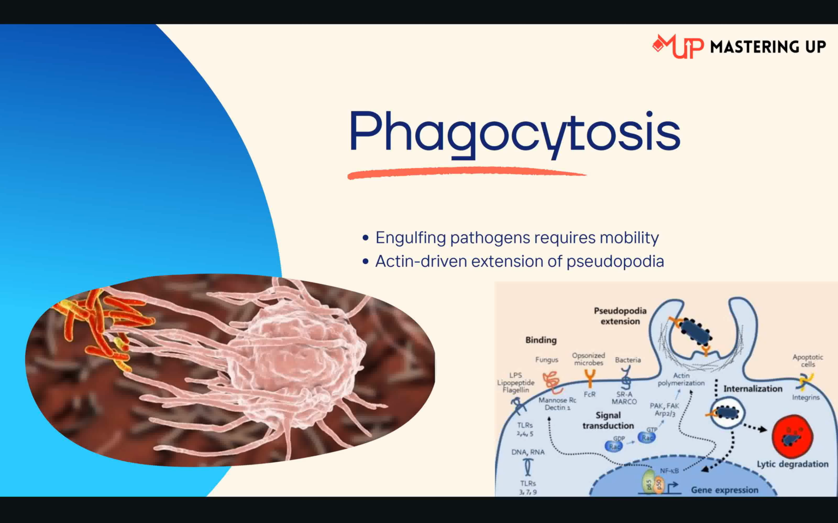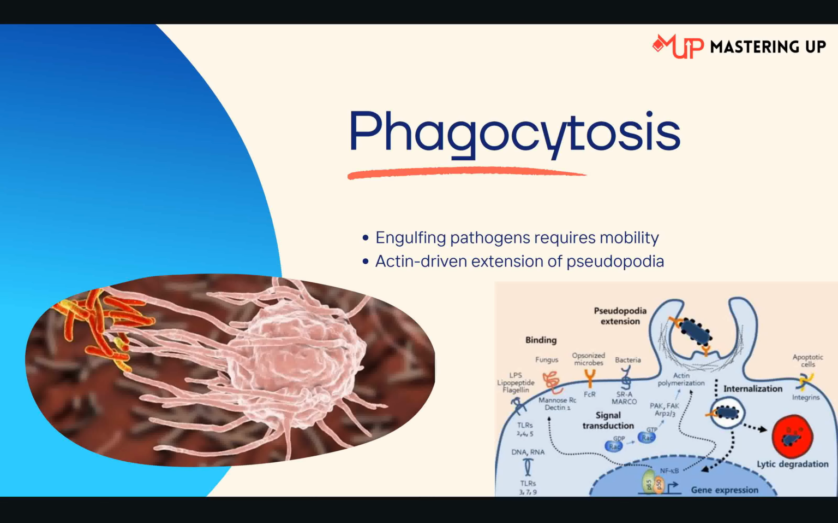So this is how phagocytosis occurs in the immune cells. This is an important step in innate immunity. Whenever a foreign pathogen enters the body, the first line of defense, that is these immune cells, will try to engulf and digest the particles.